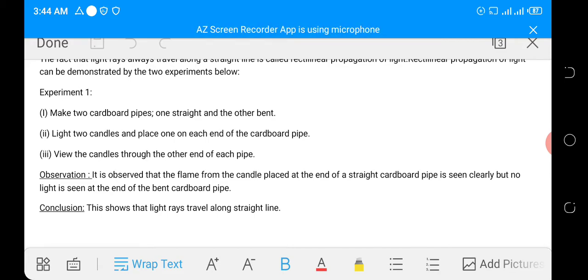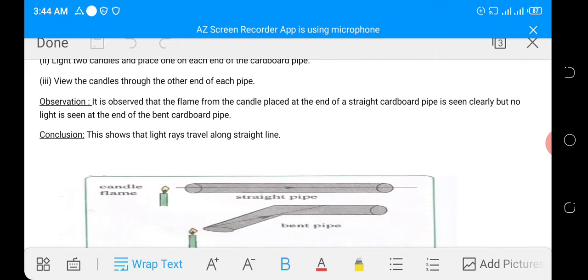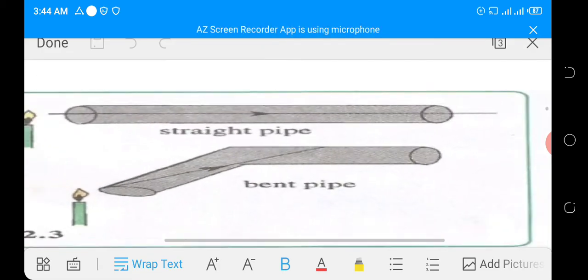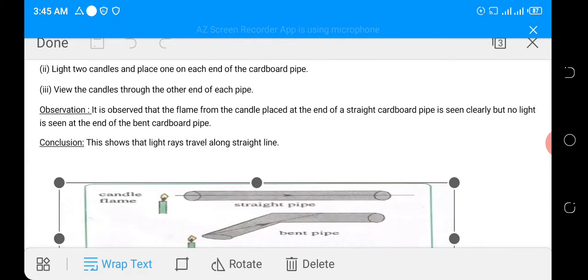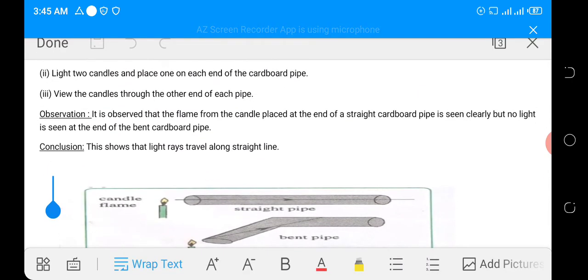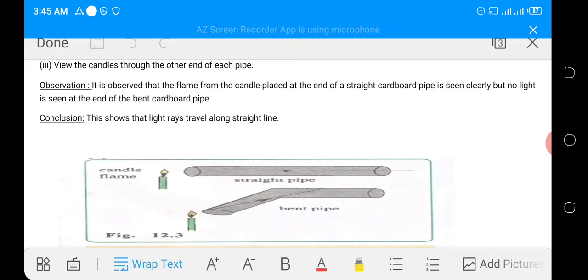Let's look at step 1 to step 3, what they want us to do in this diagram. Yes, look at the diagram. There are two cardboards. One is straight and the other is bent. And two candles are lit, and we place each of them at the end of each cardboard. Then we go to the other end and look through and see whether we will see the flame of the candle. Observation: it is observed that the flame from the candle placed at the end of the straight cardboard pipe is seen clearly, but no light is seen at the end of the bent cardboard pipe.